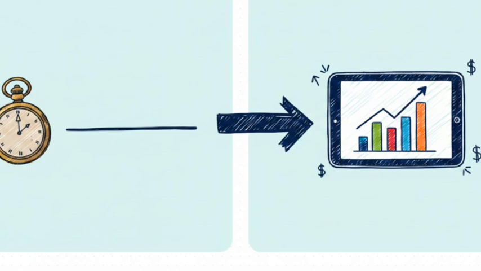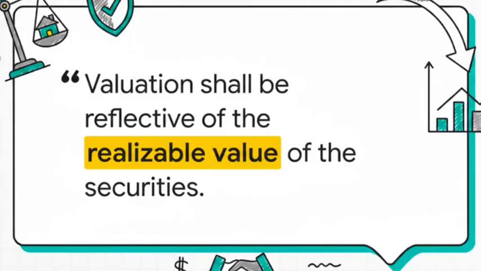This is exactly why all assets must be marked to market, meaning they're valued at their real-time, current market price. To guarantee this accuracy, the regulator, SEBI, laid down fair valuation principles. The golden rule here: valuations absolutely must reflect the realizable value of the securities. In plain English, what could this asset actually be sold for right this second? No artificially inflated numbers allowed. If a stock isn't actively trading, the asset management company has very strict procedures to estimate a fair value so your NAV is never manipulated.